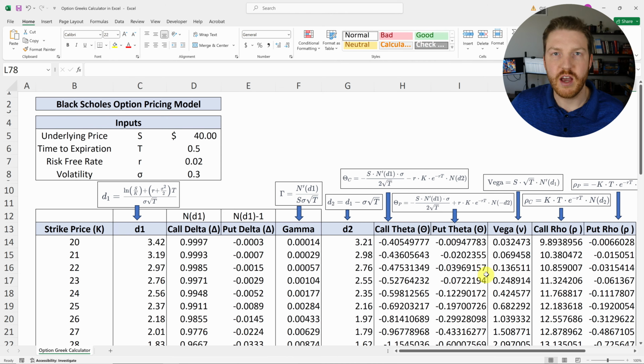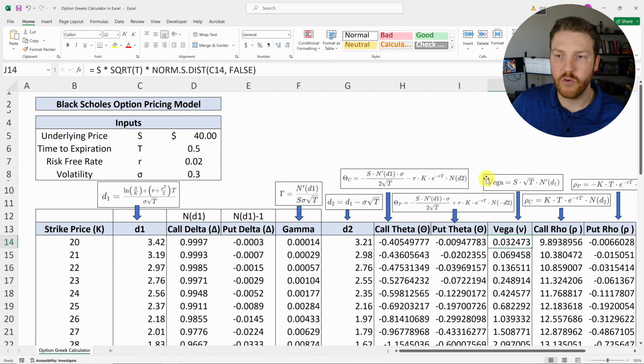Vega measures the sensitivity of an option's price to changes in the volatility of the underlying asset. More specifically, it represents the change of an option's price for a 1% change in implied volatility, all else being equal. Vega is always going to be positive for both calls and puts, so let's go ahead and calculate it and then interpret it. Let's calculate the option Vega using this formula right here.